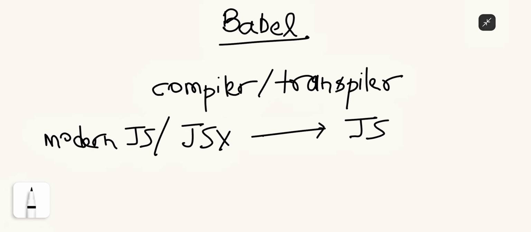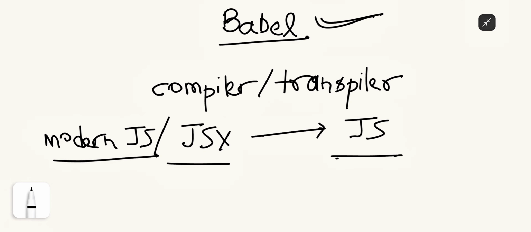So now the next topic is, what is Babel? Babel is just a JavaScript compiler, or more specifically a transpiler, that converts modern JS and JSX into JavaScript code that browsers can understand. Now let's see an example of modern JS and JSX and how it converts into JavaScript that the browser can understand.